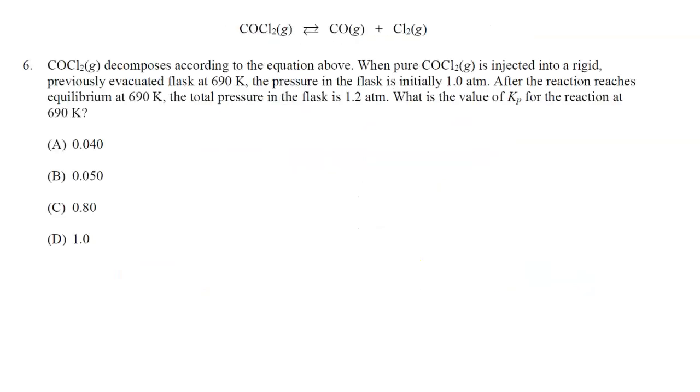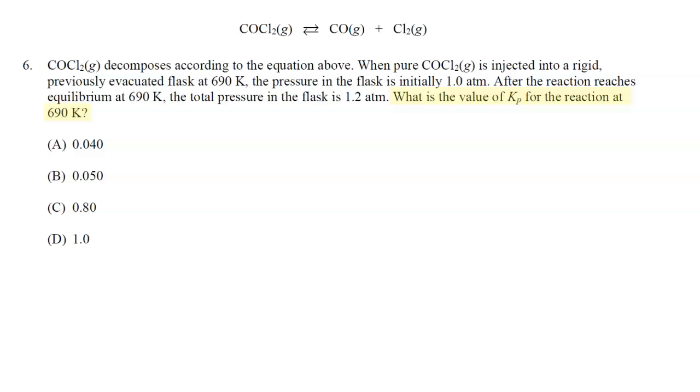Now let's take a look at question 6. In question 6, it says COCl2 decomposes according to the equation above. When pure COCl2 is injected into a rigid, previously evacuated flask at 690 Kelvin, the pressure in the flask is initially 1.0 atmosphere. After the reaction reaches equilibrium at 690 Kelvin, the total pressure in the flask is 1.2 atmospheres. What is the value of the equilibrium constant, Kp, for the reaction at 690 Kelvin?